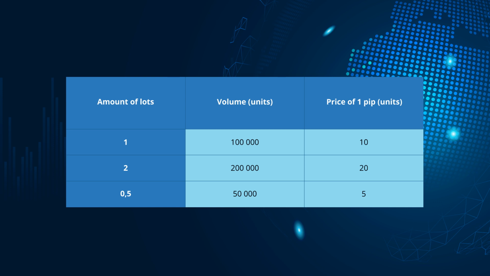And one more example, if you're buying, let's say, half of the lot. In Forex you can also buy half of a lot, 0.5. This is called a fractional lot. So in this case, if you're buying half of the lot, you're buying 50,000, and the price of 1 pip in this case will be 5 units.